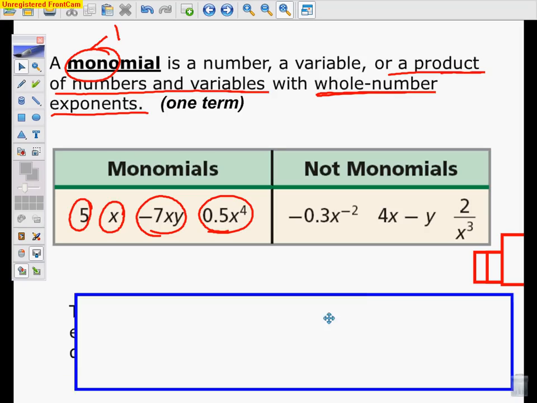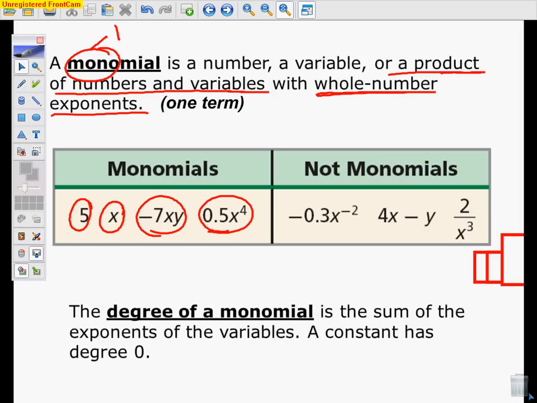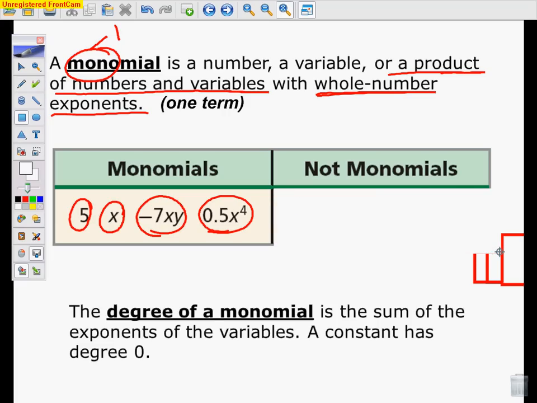All right, next. The degree of a monomial is the sum of the exponents of the variables. Okay, it's the sum of the exponents on the variables. And a constant has a degree of 0. We know that a constant is just a number. For example, let's look at these monomials that we have on this page here. All right, 5, for example, this has a degree of 0 because it's just a constant. X has a degree of 1.